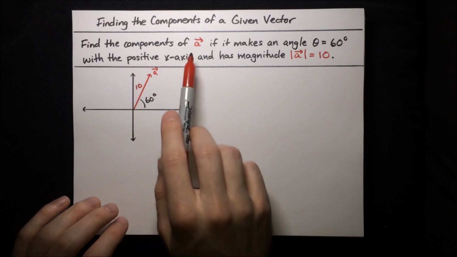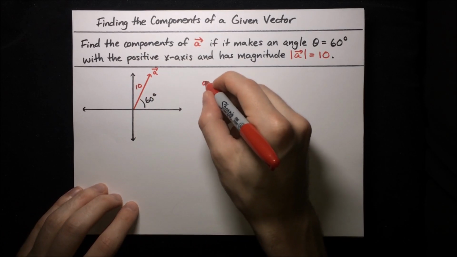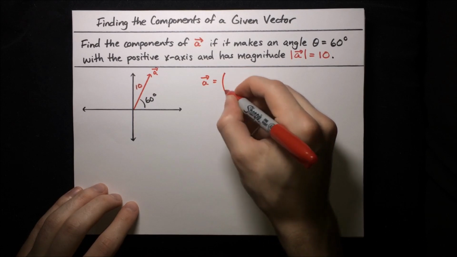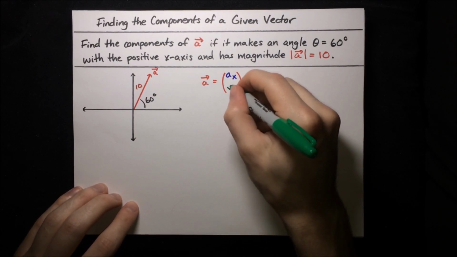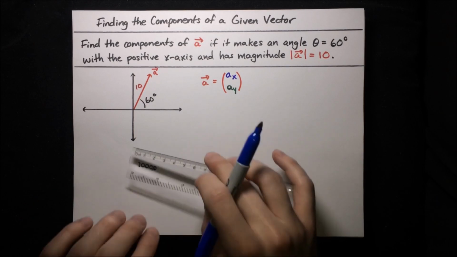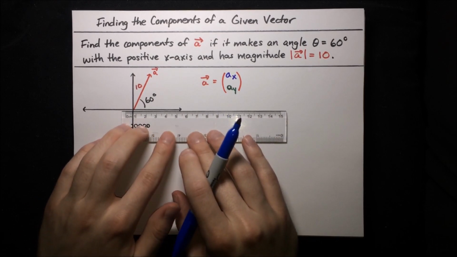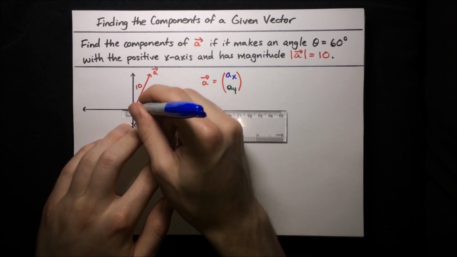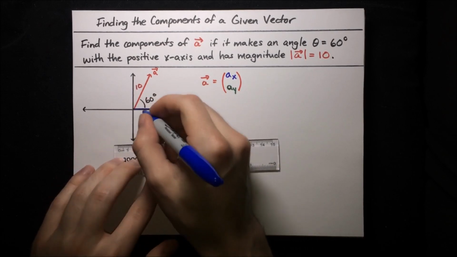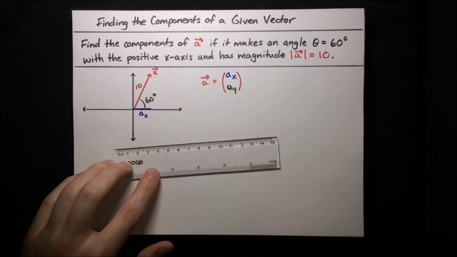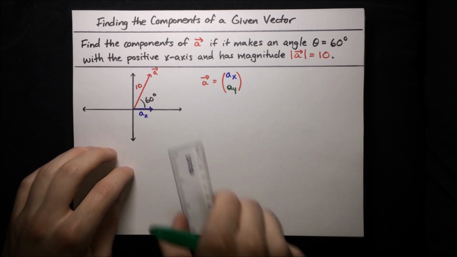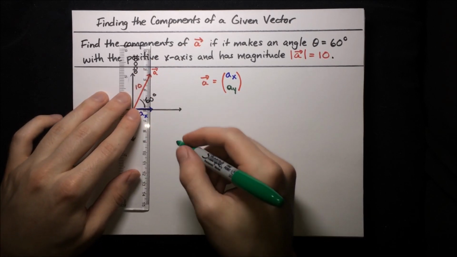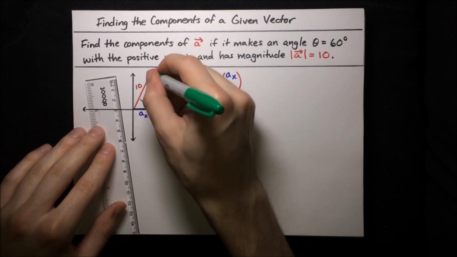Alright, so we want to find the components of A. That just means we want to express A as a vector consisting of two components. First of all, there's the x component, AX, and then there's the y component, AY. So let's draw that in on our graph here. AX is the x component, so that's the part of the vector that's going horizontal, parallel to the x-axis there. So that has a length AX. And then AY is going vertical, parallel to the y-axis. So let's put that right over here. So this will be AY.